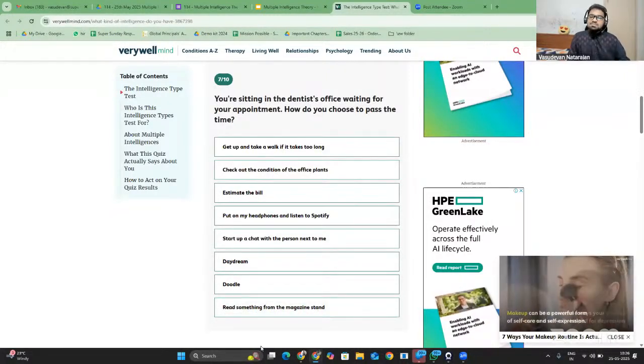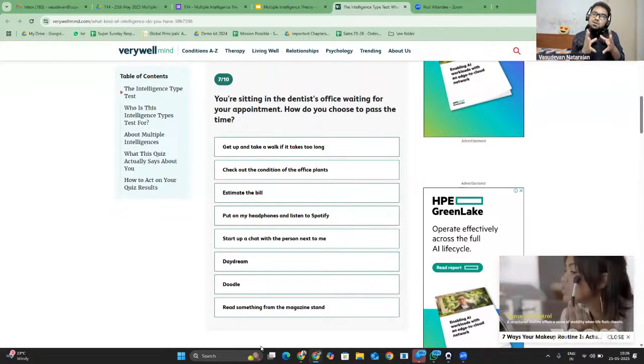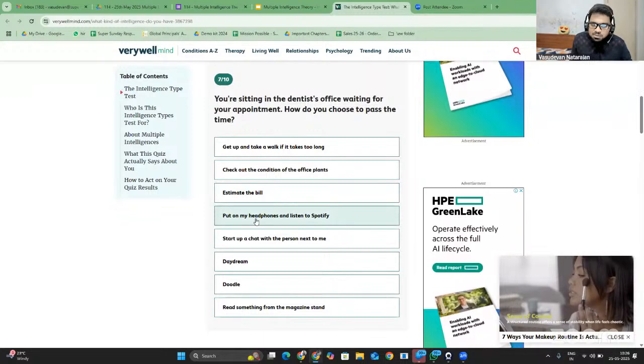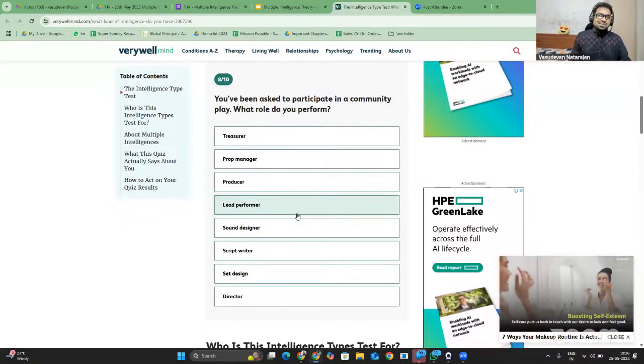See, the interesting part about multiple intelligence is that you do all of these, but when you read one point, that will dominate you. So here in this case, put on my headphones and listen to Spotify is dominating. Maybe not Spotify, maybe JioSaavn. That's okay. Yeah. You've been asked to participate in a community play. What role do you perform?